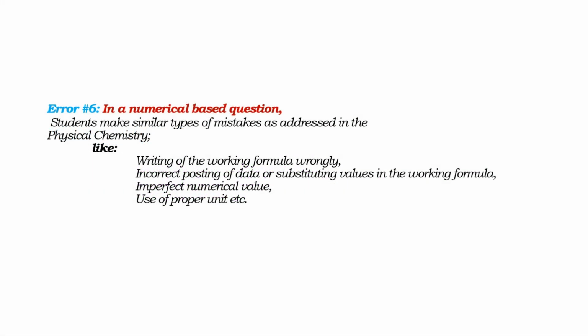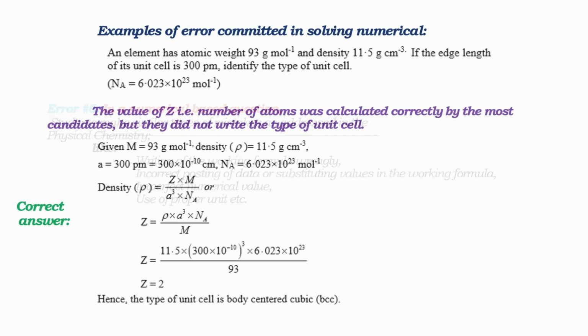Error number 6. In a numerical-based question, students make similar types of mistakes as addressed in physical chemistry, like writing the working formula wrongly, incorrect posting of data or substituting values in the working formula, imperfect numerical values, and not using proper units, etc. Examples of errors committed in solving numericals.